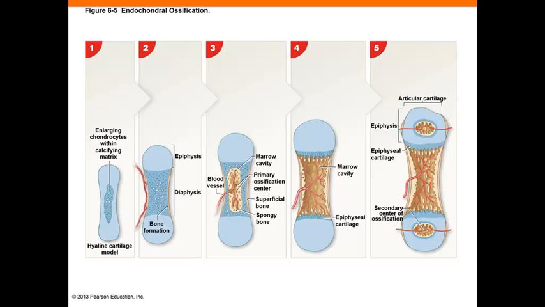Those blood vessels are going to invade, in step 3, into the inner region of the cartilage, and new osteoblasts are going to form the spongy bone at the primary ossification center. And the bone will then begin to develop towards either end of that bone. It's going to fill the shaft with the spongy bone, and you can see the holes here representing the spongy bone. In step 4, the osteoclasts begin to break down spongy bone in the center and form the marrow cavity.